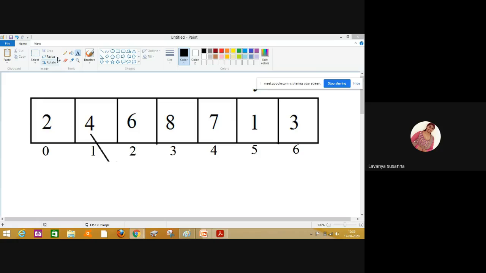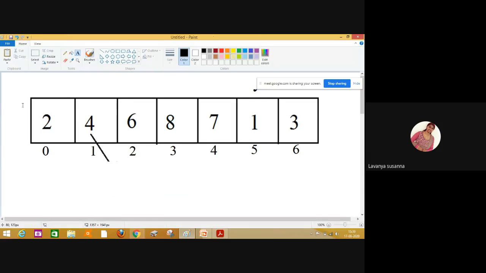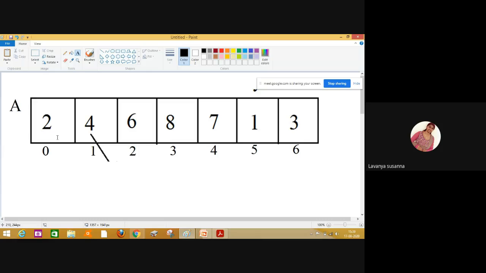Already you have studied this in your previous semester in C language. Let us see it. Assume that the array name is A. You know that index starts from 0, 1, 2, 3, 4, and so on. Remember that, index starts from 0. Now, I want to access element 2. How to access? Let us see.